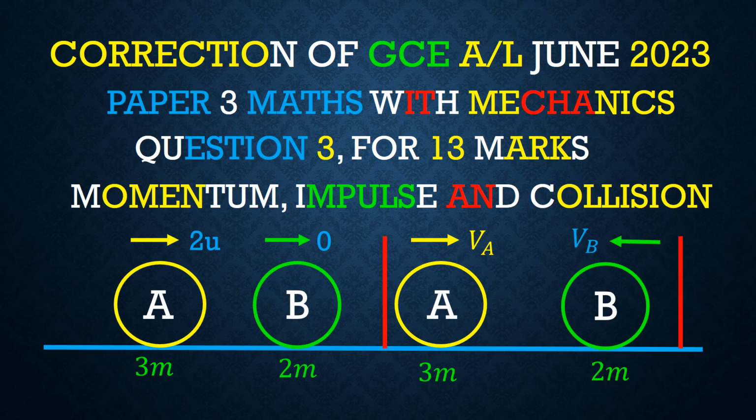In this video, we shall be looking at the correction of the Cameroon GCE, the Advanced Level Mathematics with Mechanics, Paper 3. We shall be looking at question 3 of this particular year, June 2023. It is based on momentum, impulse, and collision. So friends, stay tuned and watch the video from start to finish, because that is the only guarantee you're going to understand every bit of the concept we shall be talking about today.